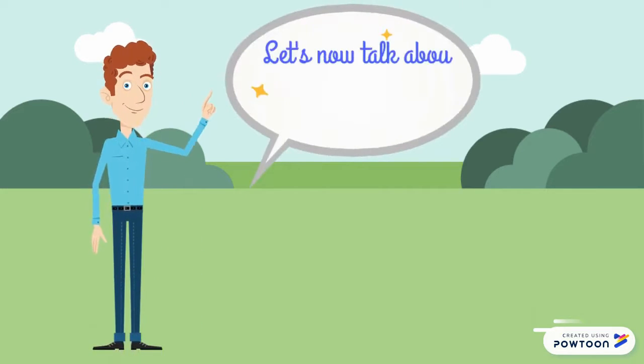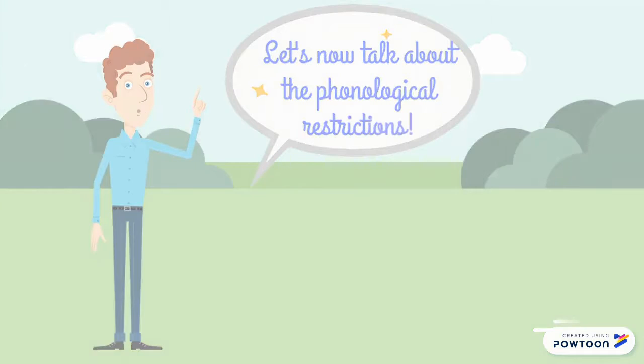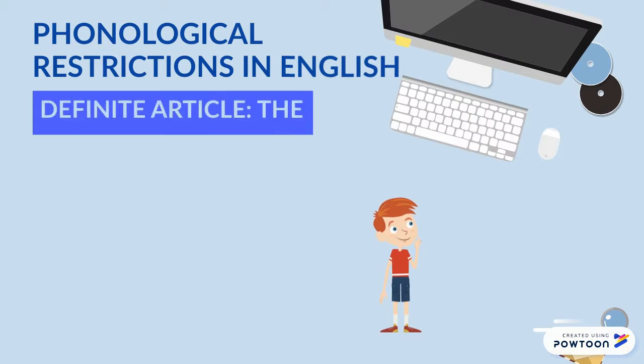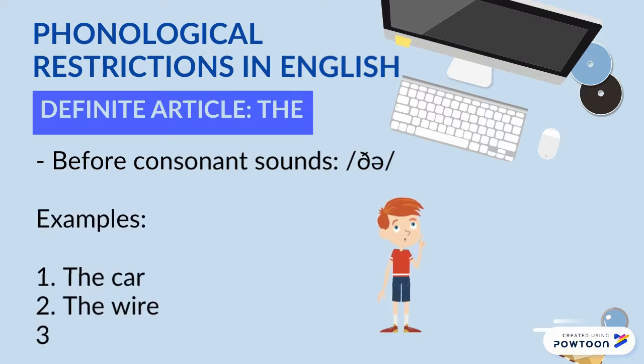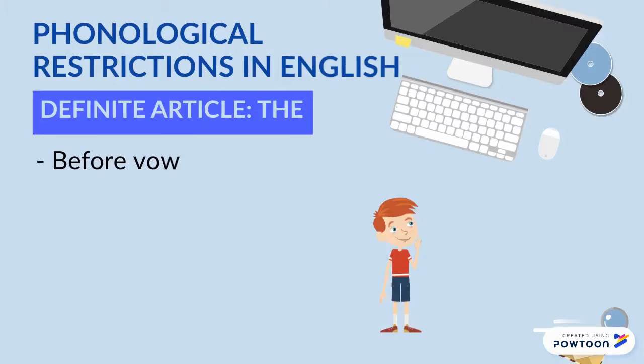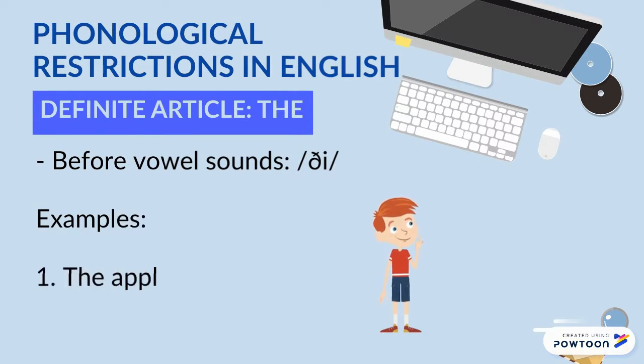Let's now talk about the phonological restrictions. In terms of definite articles in English, we have the, but before consonant sounds, we have the. Examples: the car, the wire, the canal. Before vowel sounds, the pronunciation is the. Examples: the apple, the army, the orange.